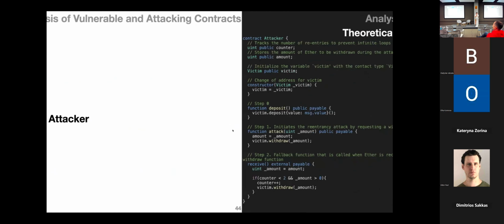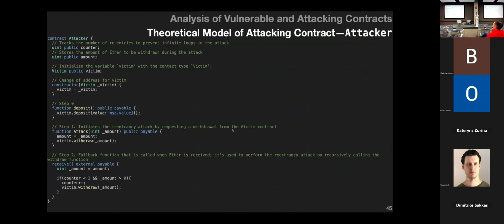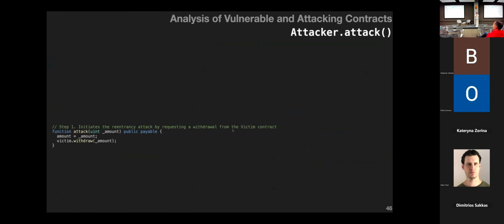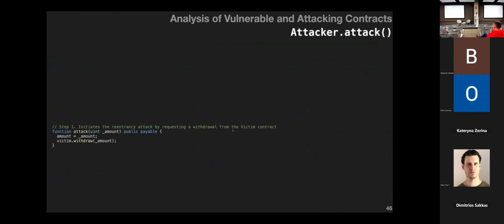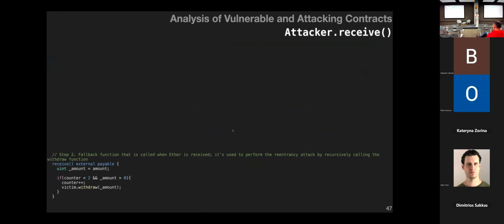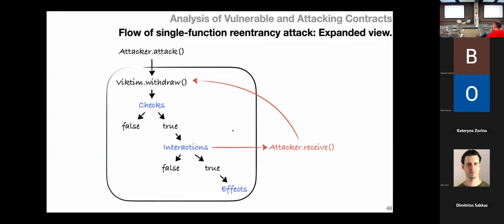Attacker account. I have created a theoretical model of the attacking contract called attacker. The main component of the attack is the function that calls the victim's withdraw function, along with the inbuilt receive function. So let's look at the flow of a single function reentrancy attack.